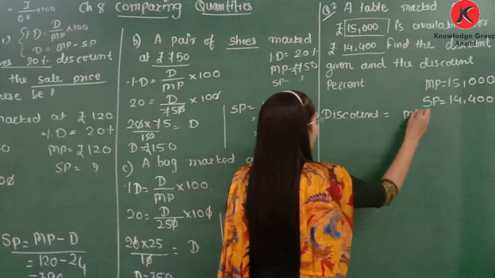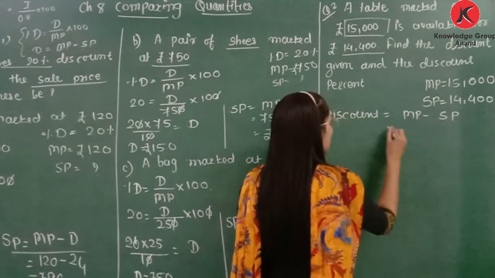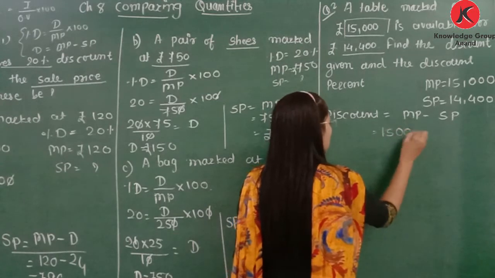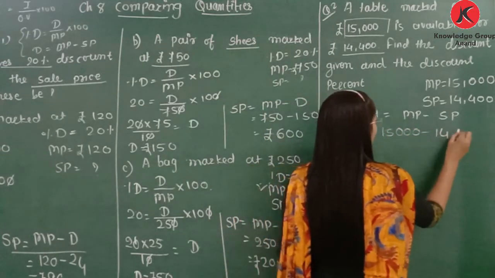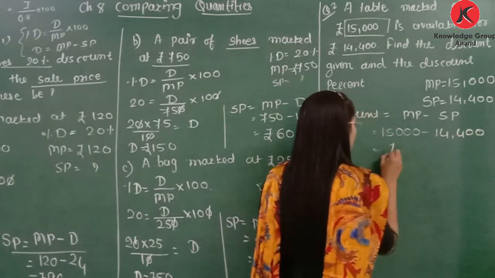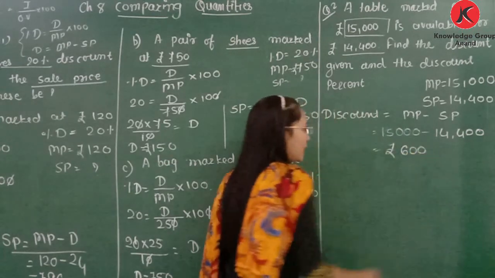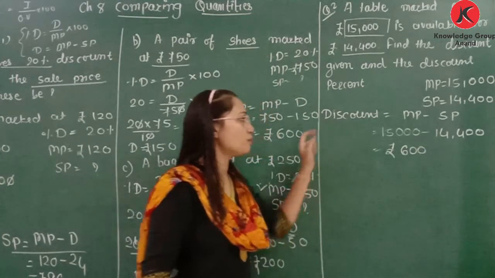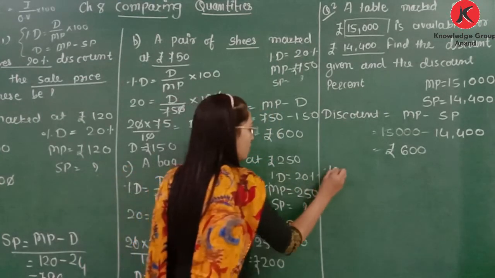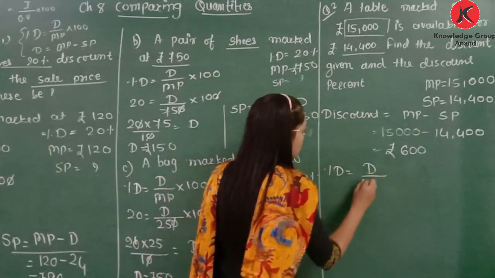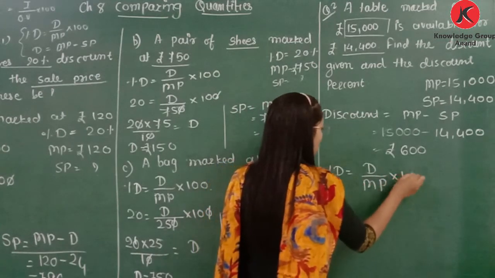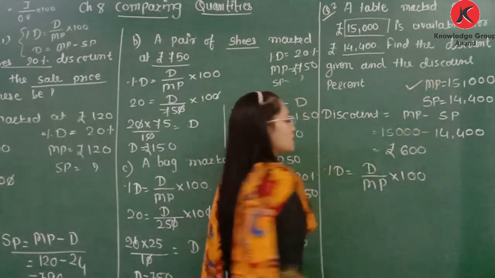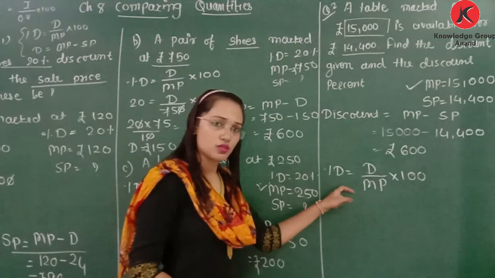Discount is equal to mark price minus selling price. 15,000 minus 14,400. So it is 600. We need to pay 600 less as a discount. Now we can find the percentage discount. So we have the equation: percentage discount is equal to discount divided by mark price into 100. Whenever mark price is given, again you can directly use the equation.